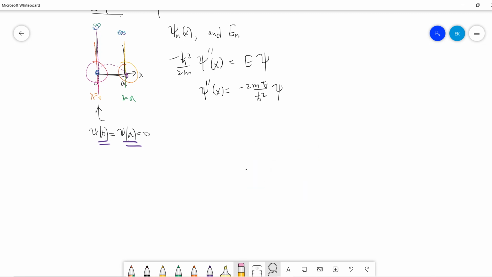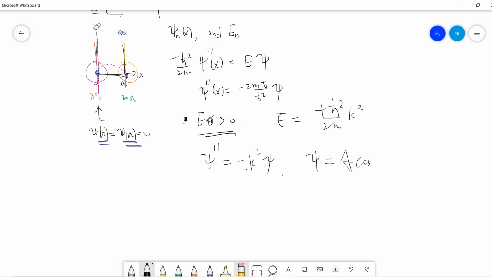So the only possibility is that E is larger than 0. Let's say E is this one, and I can let it be this. So we get phi double prime equals minus k squared phi. So we have phi equals a cosine kx plus b sine kx. And phi of 0 equals 0, and phi of a equals 0.